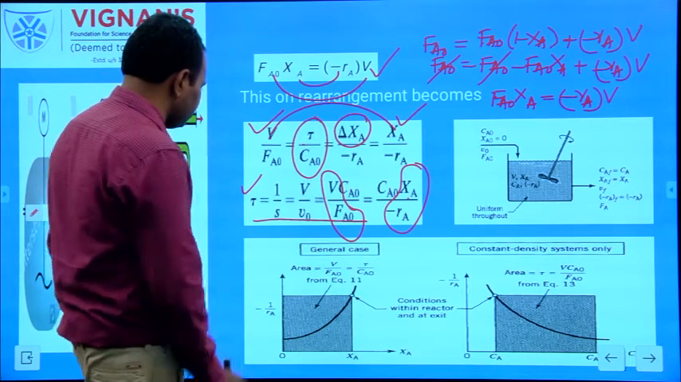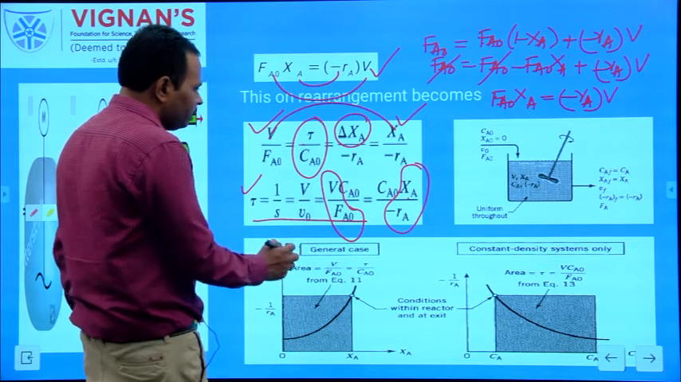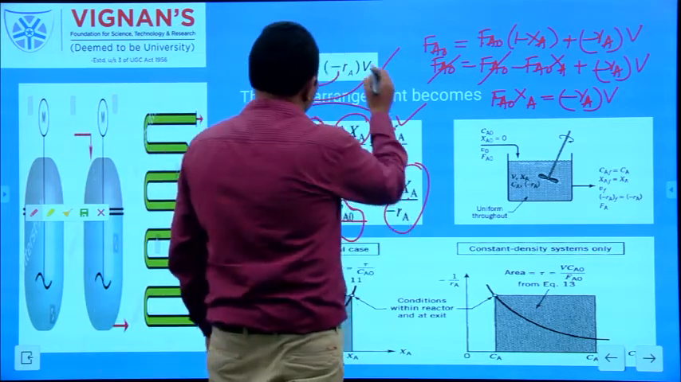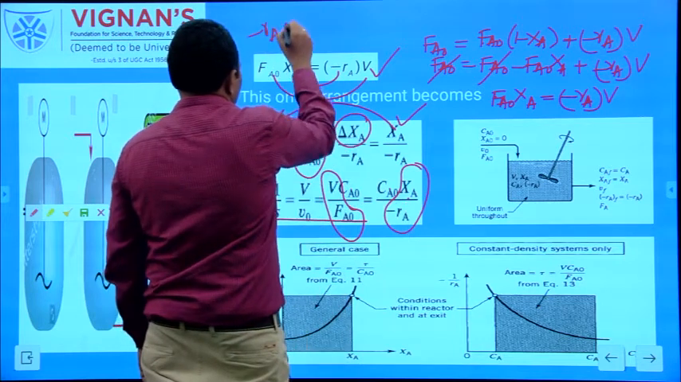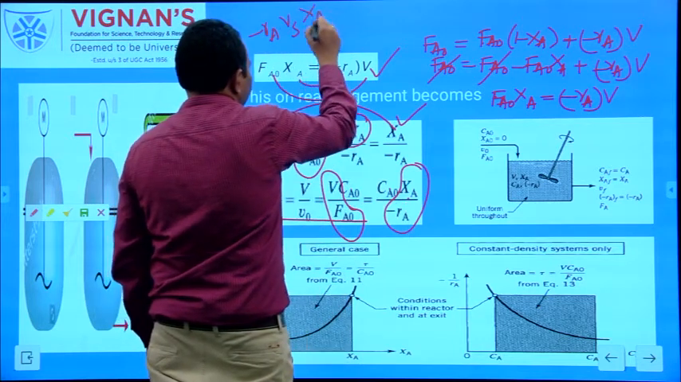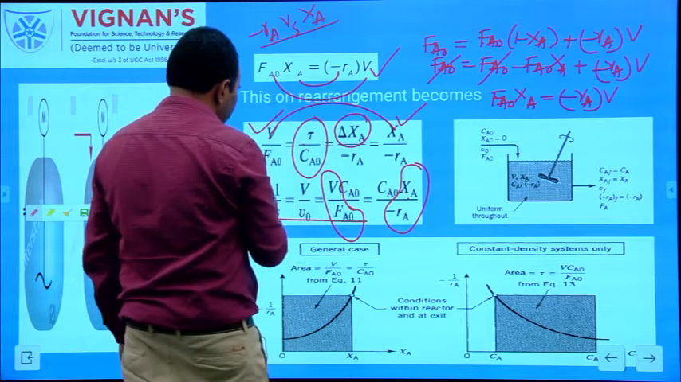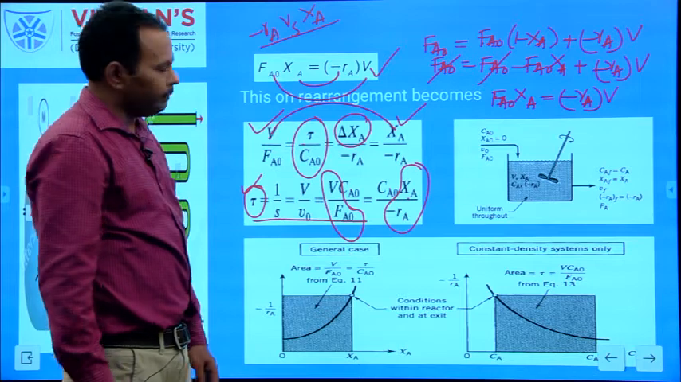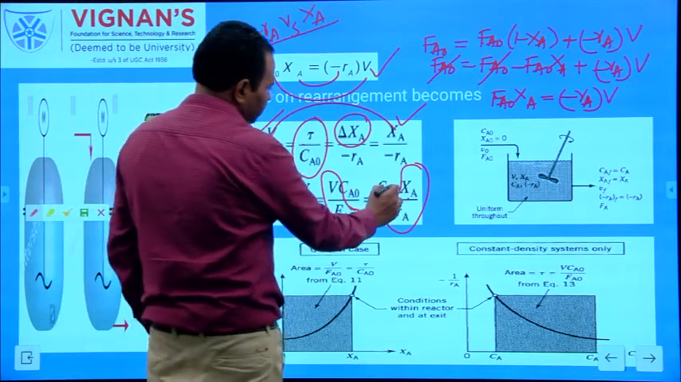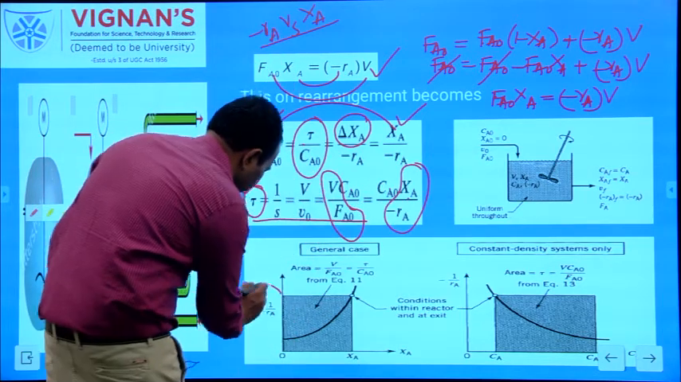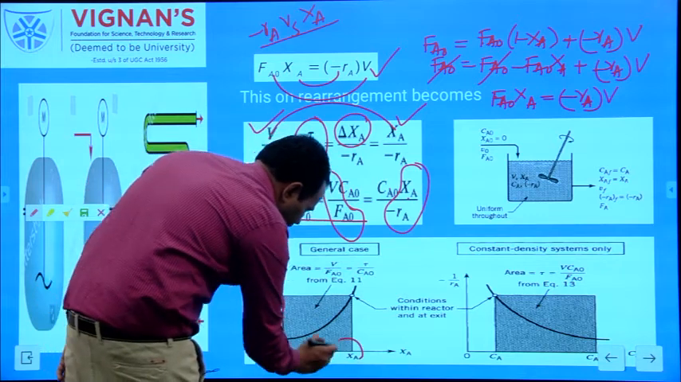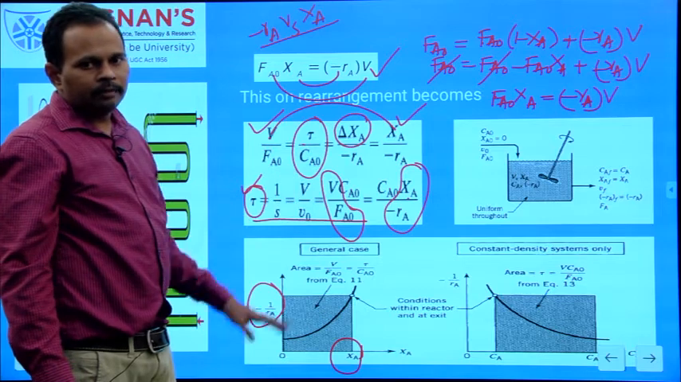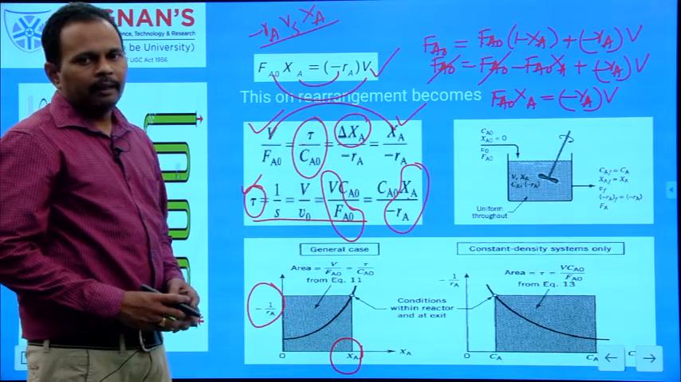From this equation, suppose when you carry out this reaction in the laboratory, you can generate the experimental data of minus r_A versus X_A. If you have that experimental data, you can find the space time graphically. For this, take 1 by minus r_A on the y-axis and the conversion on the x-axis, and plot the graph for the experimental points generated in the laboratory.